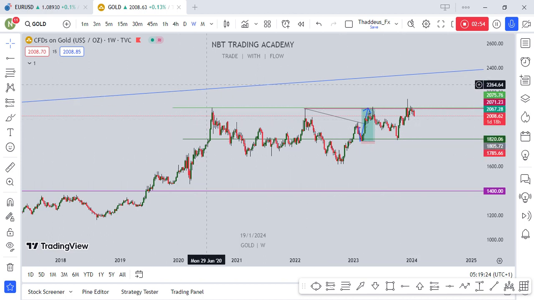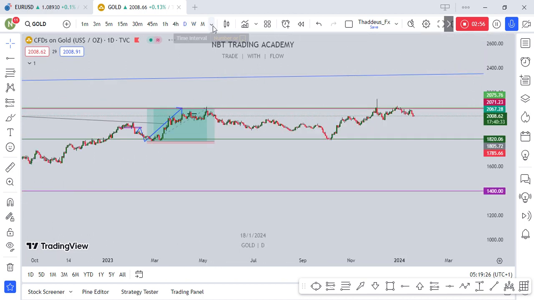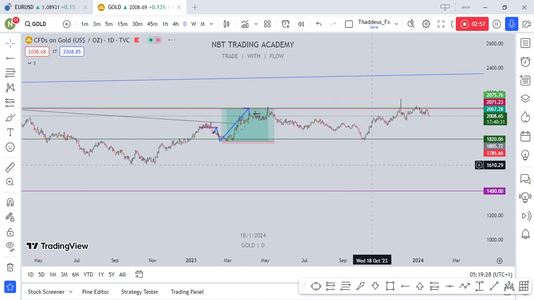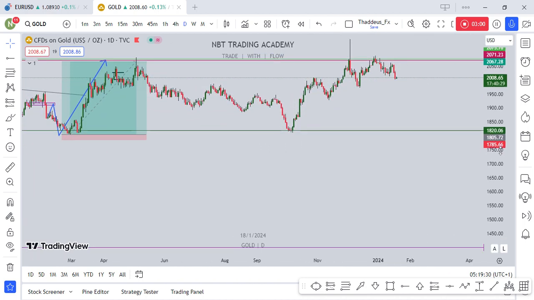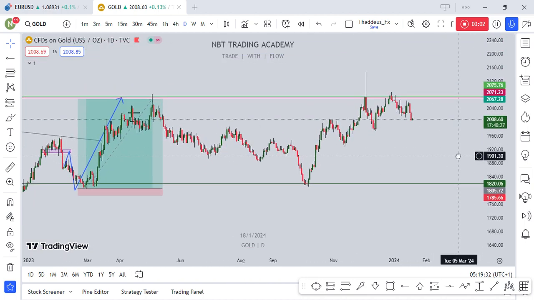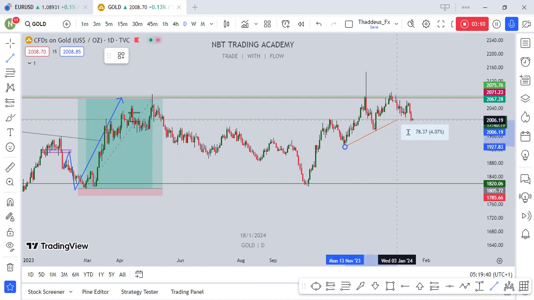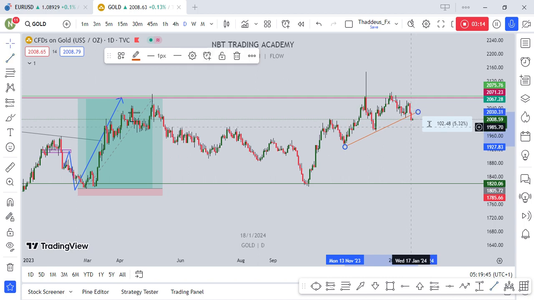So we're going to go on the daily. On daily now, we're going to be finding our entries. Very simple. So now let's draw a counter trend line. Remember the counter trend line rule. We just need two or more touches. Here we have one, two, and three. The market broke it conveniently.